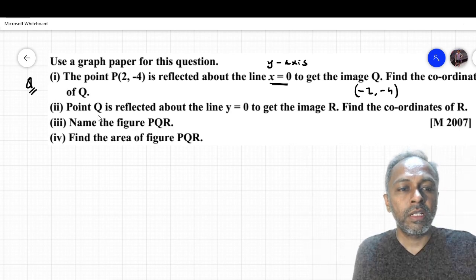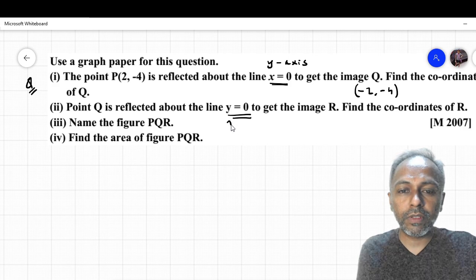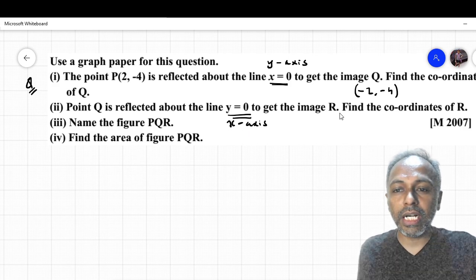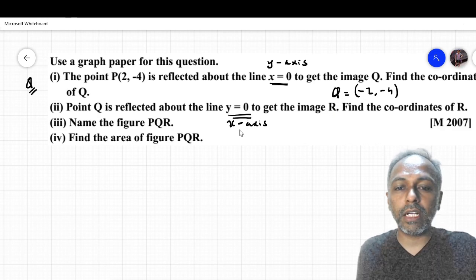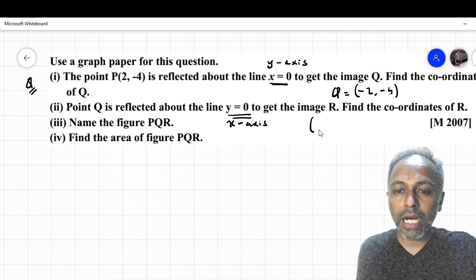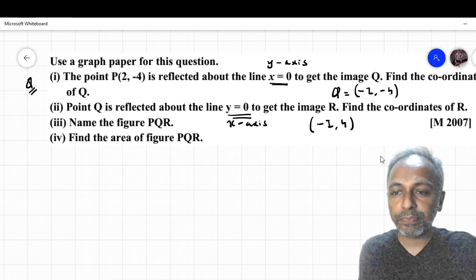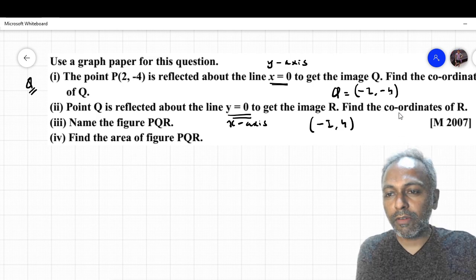Second question. Point Q is reflected about the line y equal to 0, which means the x-axis, to get the image R. Now you already have Q's coordinate. If you are reflecting about the x-axis, the y coordinate sign will change, so R's coordinate will become (-2, 4). That's what they are asking. Find the coordinates of R.